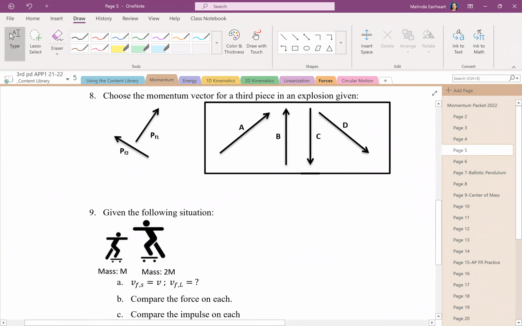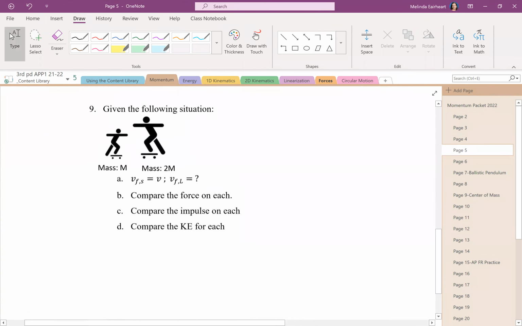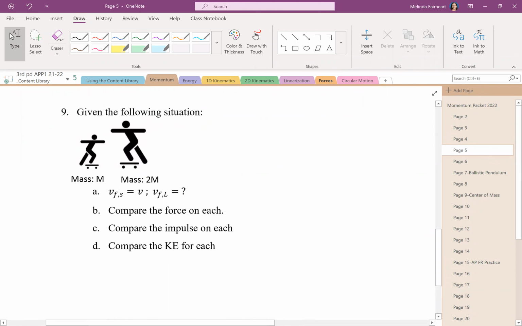I'm going to skip the next one just for time. Let's get the kids pushing off each other on skateboards. This could also be on an ice rink. Hint, hint, why ice, why skateboards? No friction, no external force on the system. So I know it wasn't mentioned earlier with our explosion, but we're going to do the conservation of momentum.